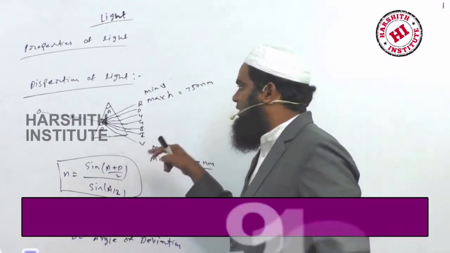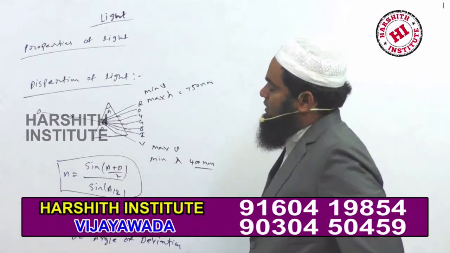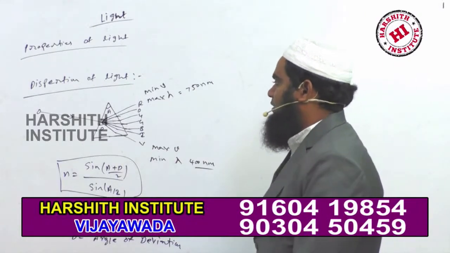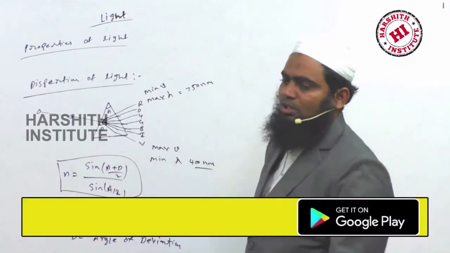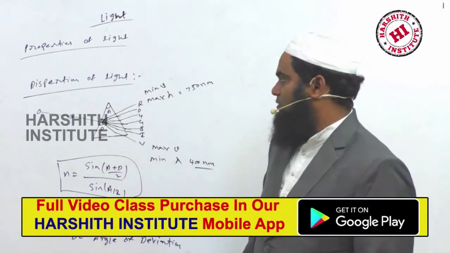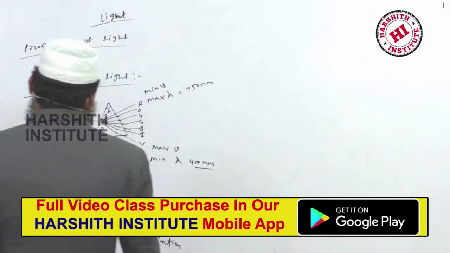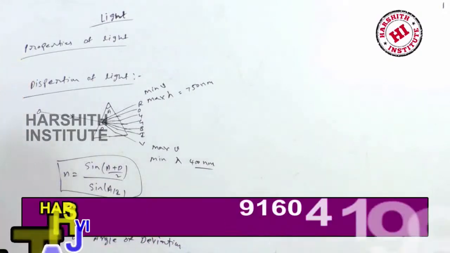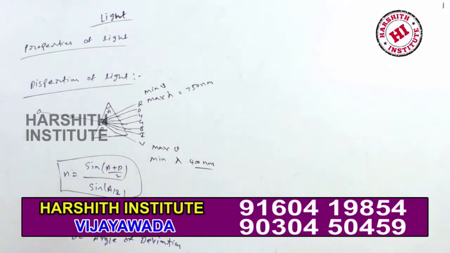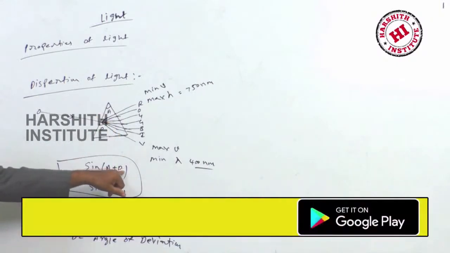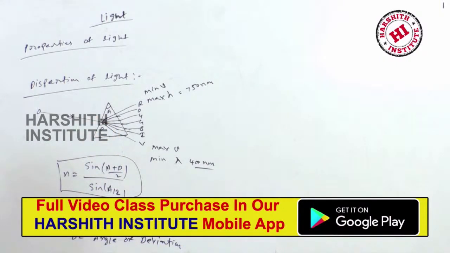So this concept is regarded as dispersion of light. Here is one more formula given in this chapter. For dispersion of light, the formula is n equals sin((A plus D) by 2) by sin(A by 2). Here A is the angle of prism, D is the angle of deviation, and n is the refractive index.